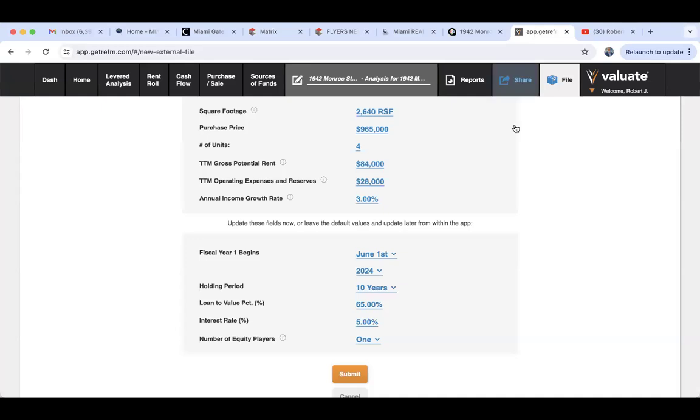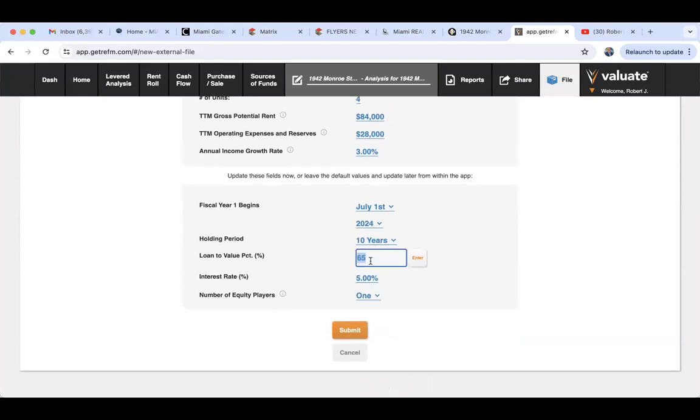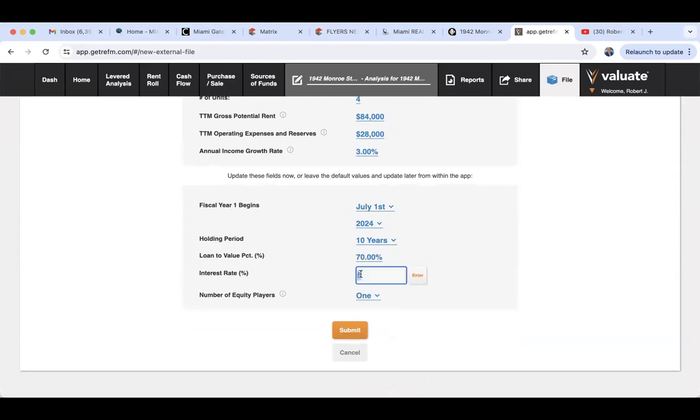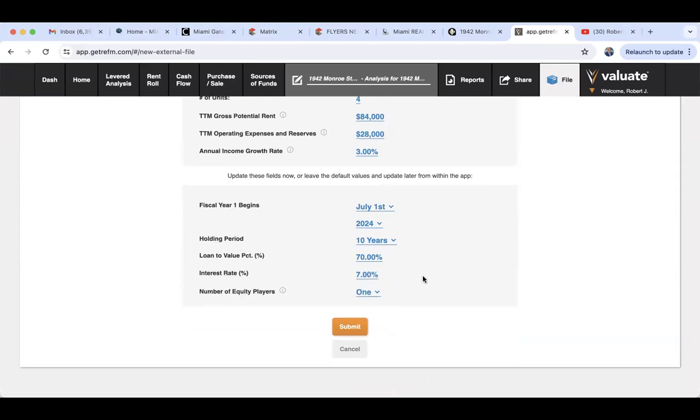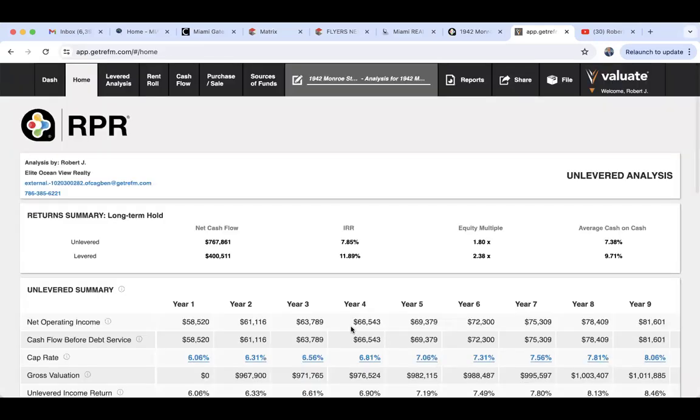But that's okay. Now we're going to purchase this property July 1st. You can hold it from 1 all the way to 10 years. We're going to say 10 years. And we're going to take out a 70% loan on this. We're going to come in with 30% down. Our interest rate is going to be 7%. And then we're going to click on submit.